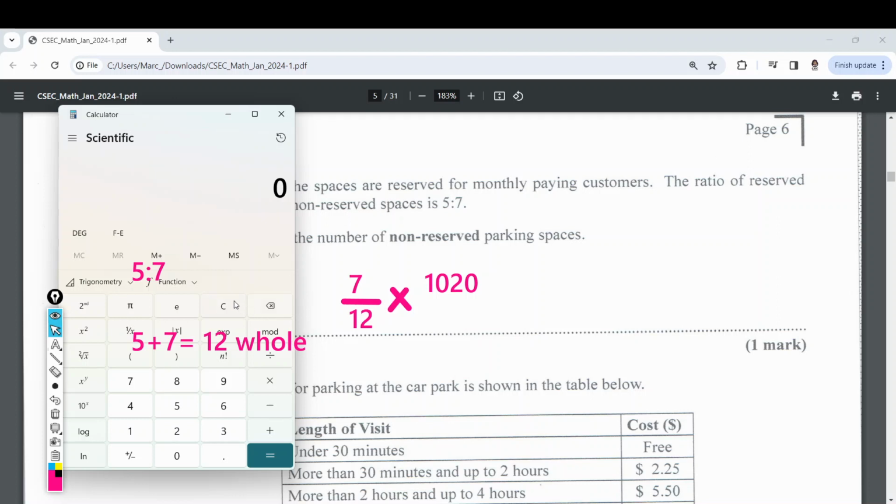Cool. So 7 divided by 12, and then we're gonna multiply that by 1020, and that's just gonna give me 595. Cool. So that's the answer for that one. So that was pretty simple.